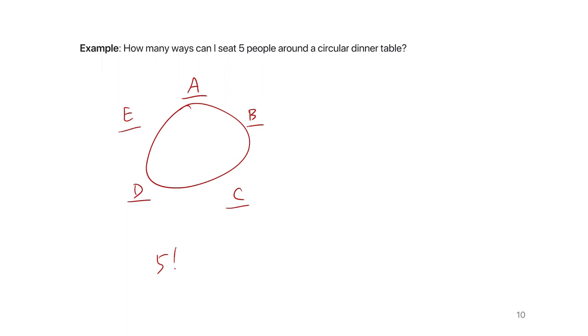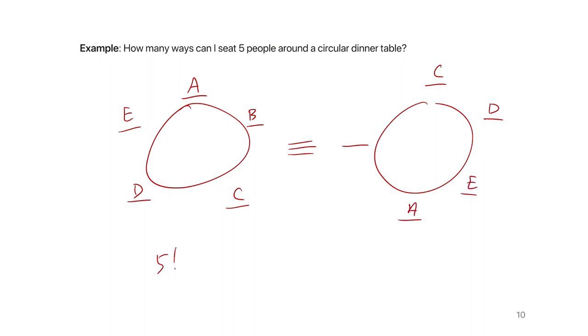But can someone point out the flaw in that? Why is it not just 5 factorial? And like, just assume that all of the seats at the table are the same. And all we care about is the arrangement itself, not the seats specifically. Yeah, you can just rotate the circle and the same people would be sitting next to the same people. And so that's being overcounted. So for example, this is equivalent, you could say, to C, D, E, A, and B, because the same people are sitting next to the same people.